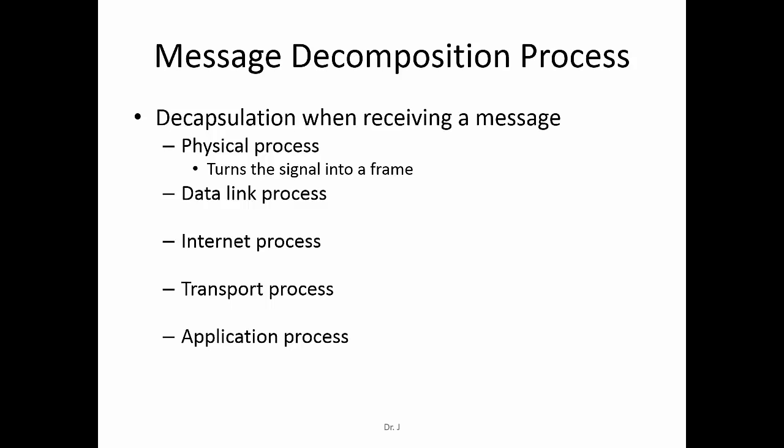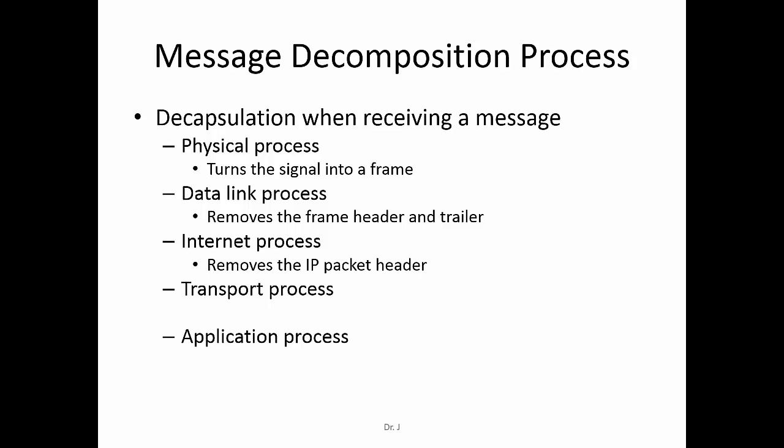Then the data link layer process will take over and remove the frame header and trailer. Of course, the frame header and trailer have to be used first and then removed. Their purpose was to send a message within a single network when it arrives in that particular network. Then the internet process will remove the IP packet header and use that information to send the message.